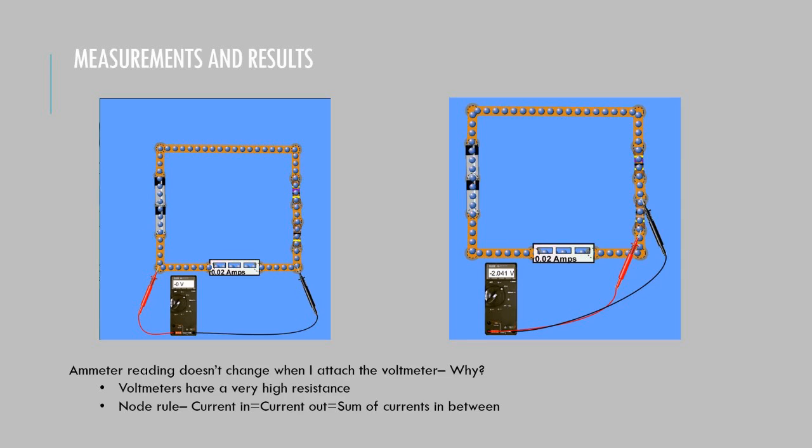When I attach the voltmeter, the ammeter reading doesn't change because voltmeters have a very high resistance, meaning practically no current travels through them, so the current going through the rest of the circuit stays the same. This is true no matter where in the circuit I put the two ends of the voltmeter.